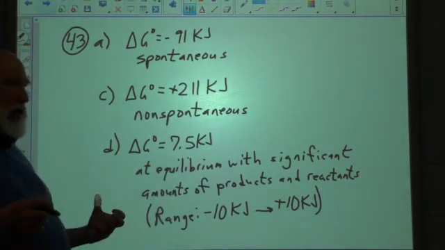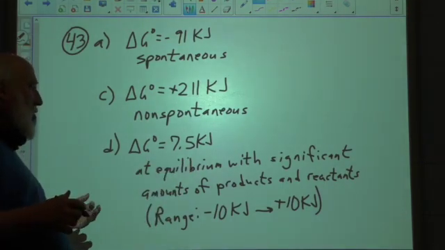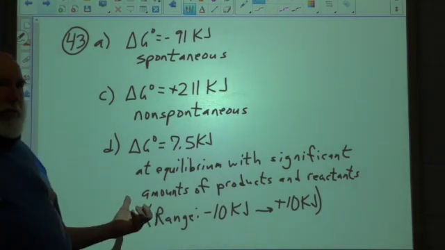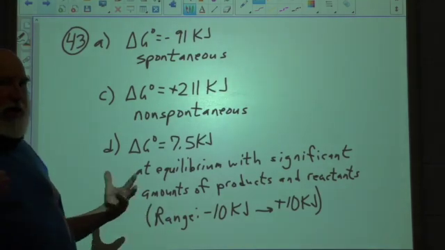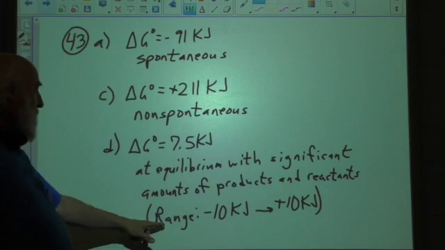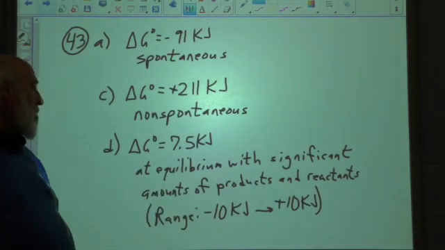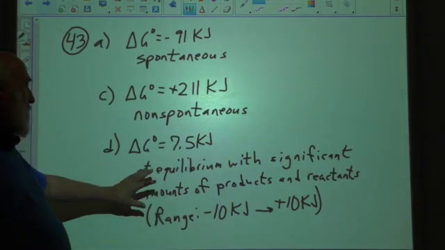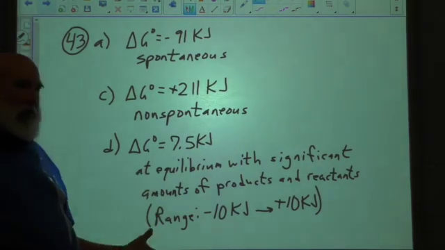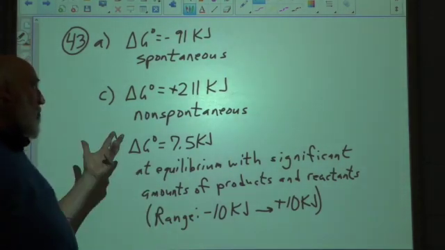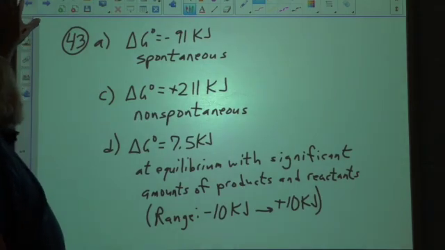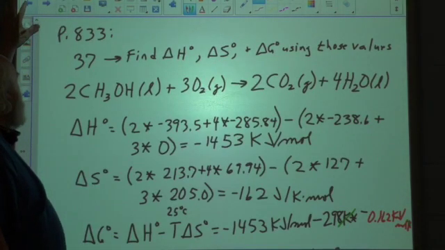Now there is a range in which you can consider an equilibrium, where you're going to have lots of products and reactants both. That ranges from negative 10 kilojoules to positive 10 kilojoules. So at that point we consider that equilibrium, which means you have significant amounts of products and reactants. All right, so pretty basic arithmetic for these problems.